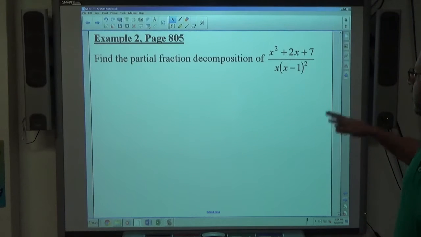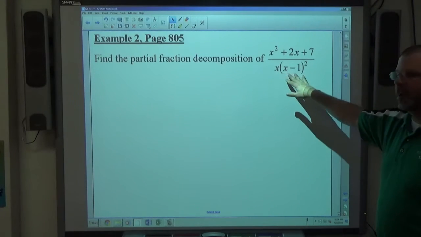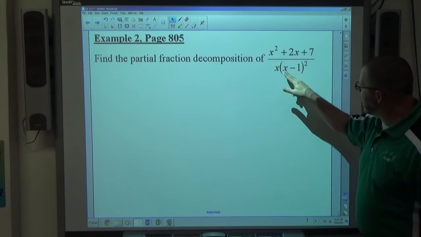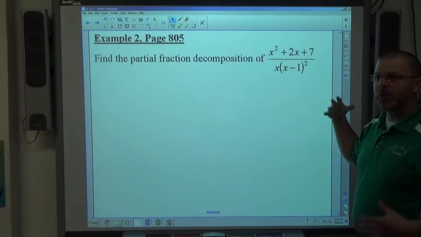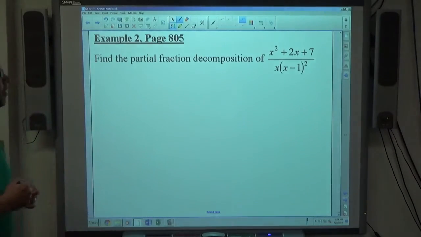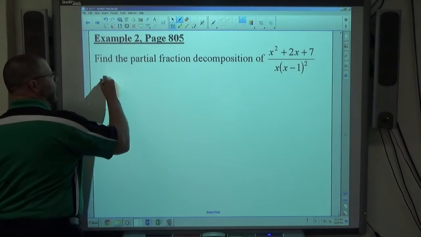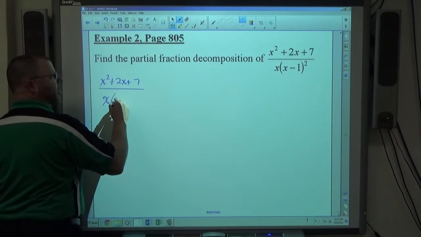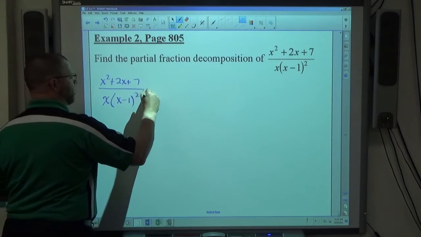Now take a look at example 2, the same type of problem. This one already has the denominator factored. One extra thing happening here: x minus 1 is being raised to the second power. So there's a little different breakdown here for partial fraction decomposition. I have x squared plus 2x plus 7 all over x times x minus 1 squared.